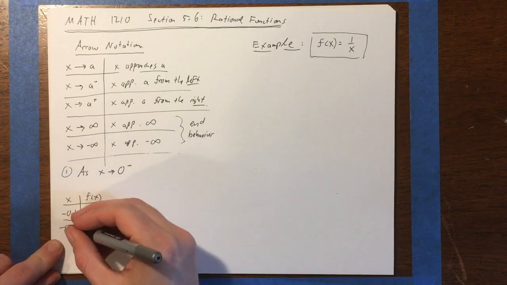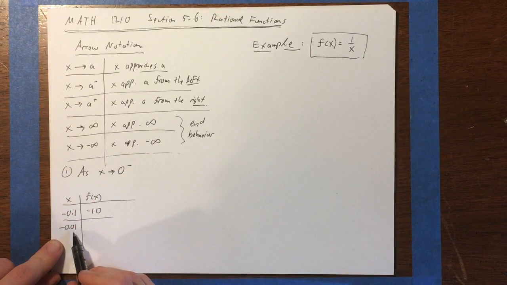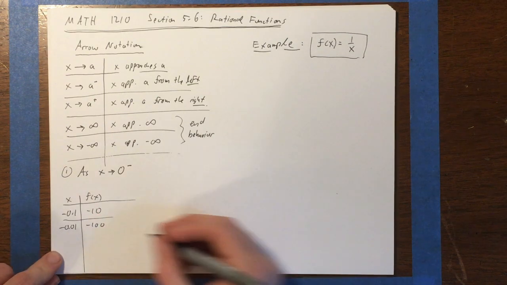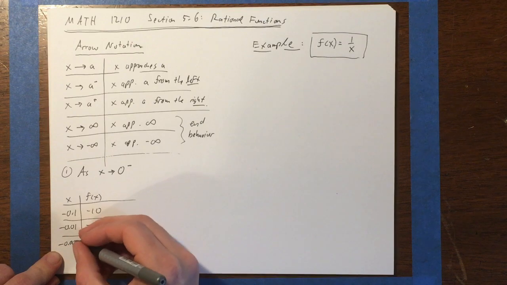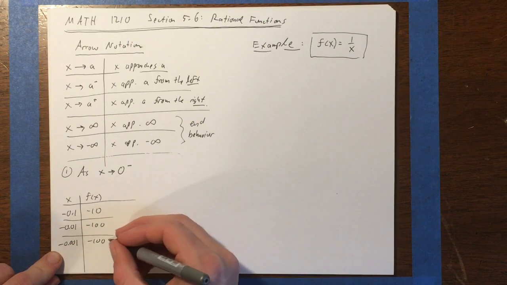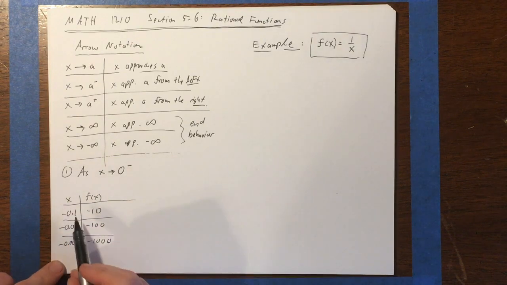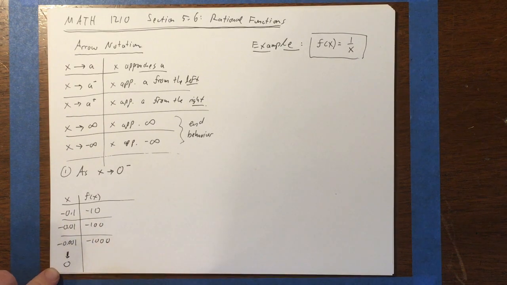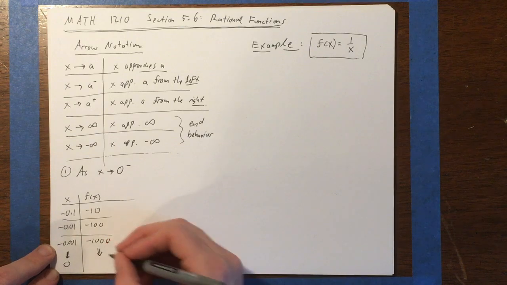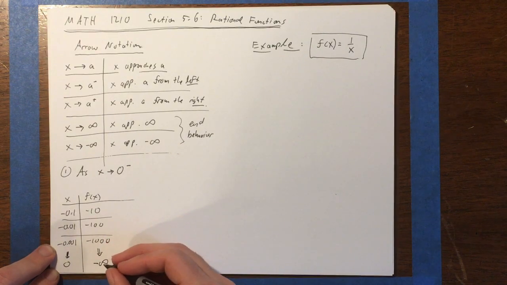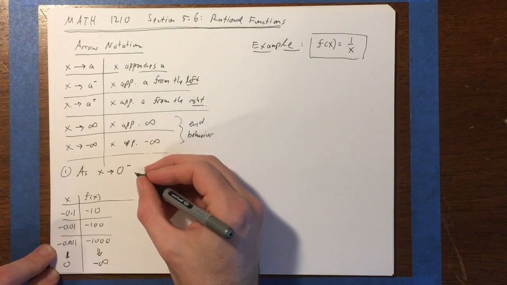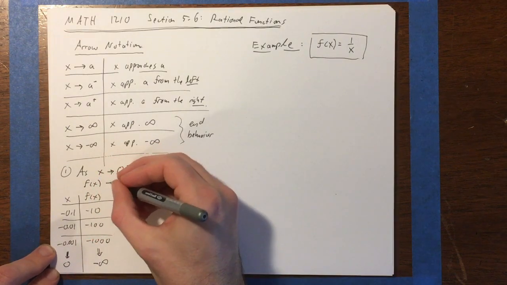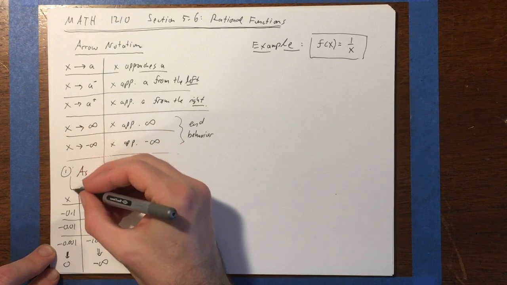If you stick in negative 0.01, that is negative 1/100th. Reciprocating the fraction will give you negative 100. Negative 0.001 is going to give us negative 1,000, and so on. And what's happening is as this set of numbers is getting closer and closer to 0, these numbers are getting closer and closer to negative infinity. So as x approaches 0 from the left side, f of x is approaching negative infinity.